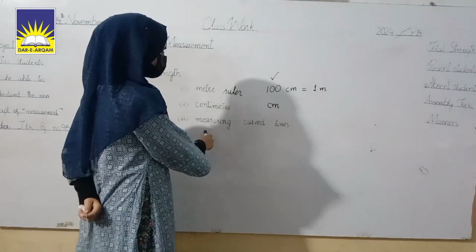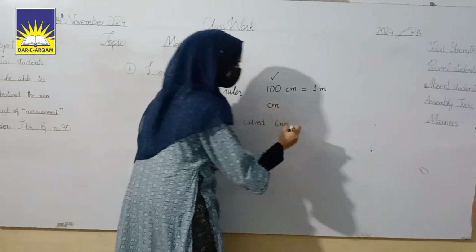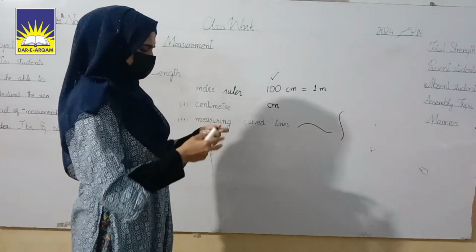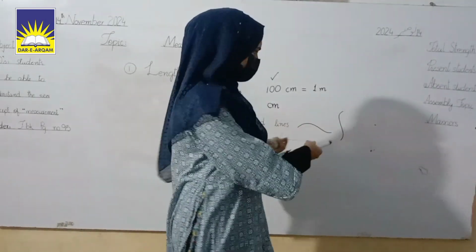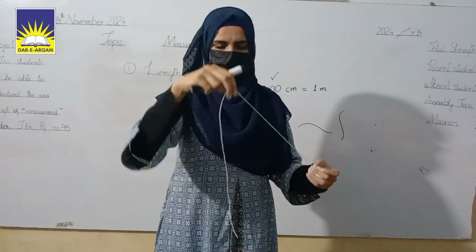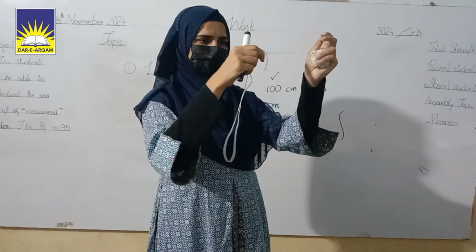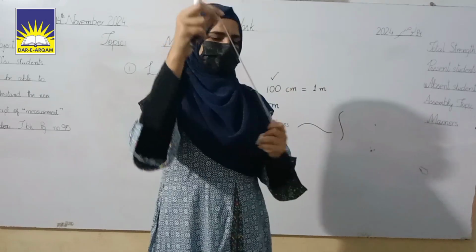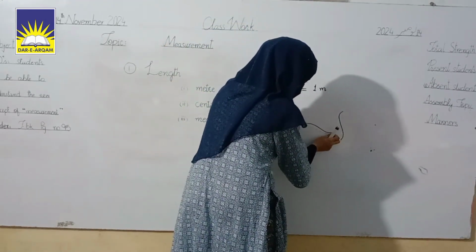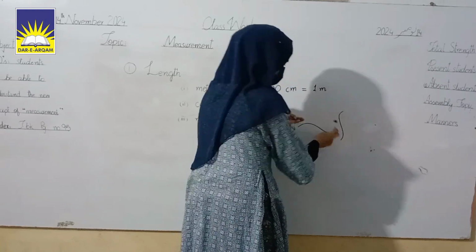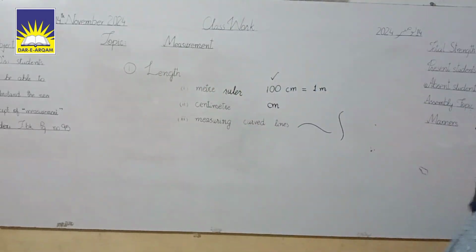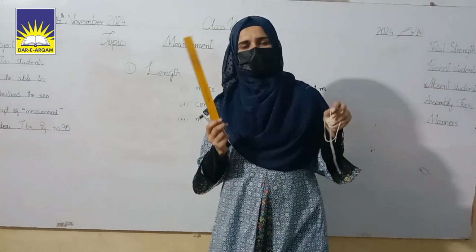Last part is measuring curved lines. These are the curved lines, and when you have to measure their length, you use this string method. In this method, we take a string like this. See, it's very easy. And then you put the string on the curved line on its shape. Okay? Then we will find the measuring of the string with the help of a scale or a meter rule.